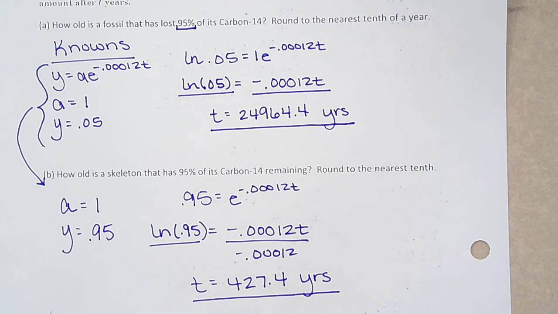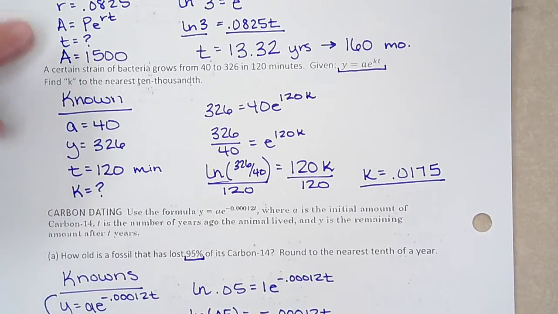But yeah, there is your exponential growth and decay. Remember, the best way to learn these is to practice them. Don't be overwhelmed by word problems. All you have to do, write down those knowns and take the word problem part out of it, so you're just working with numbers and letters. Let me know if you have any questions.